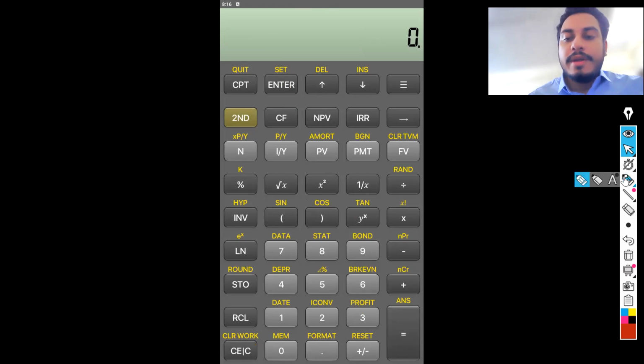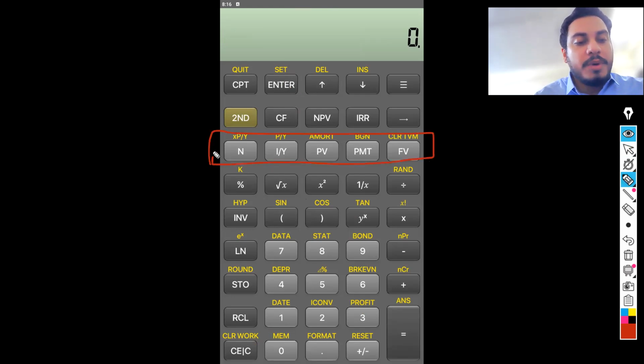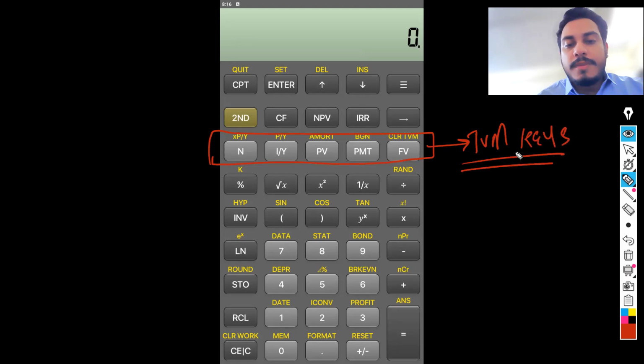Now for time value of money, the important keys in your calculator are in this line. This line is the most important key for your calculator. These are called time value of money keys. This is N, which is the number of periods. This is I/Y, which is the interest rate per compounding period. This is PV, which is the present value. This is payment, which we will understand later on. Right now, just assume it as a payment structure in a timeline. It is not relevant currently. And this is FV, the future value.